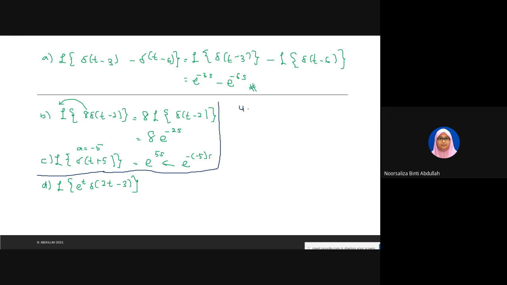You use the substitution method, u equals 2t. Then t equals u over 2, and dt over du equals 1 over 2.